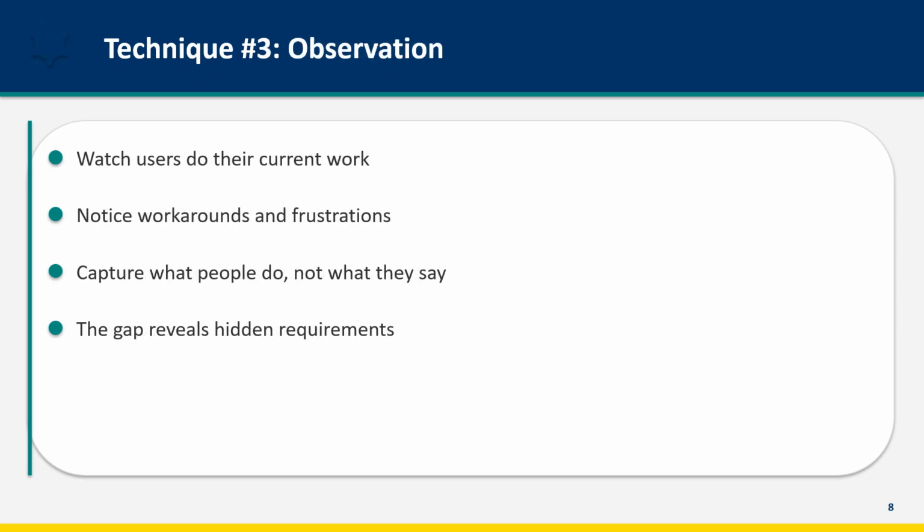Observation means watching users perform their current tasks. This technique is invaluable because there's often a gap between what people say they do and what they actually do. Watch for workarounds. When someone copies data from one system into a spreadsheet and then into another system, that workaround reveals an integration requirement. Notice frustrations. Where do people sigh, complain, or make mistakes? Those are opportunities for improvement. The gap between stated requirements and observed behavior often reveals hidden requirements that users take for granted and wouldn't think to mention.